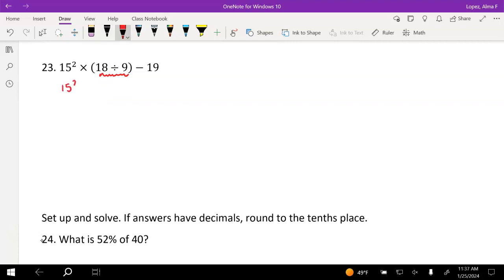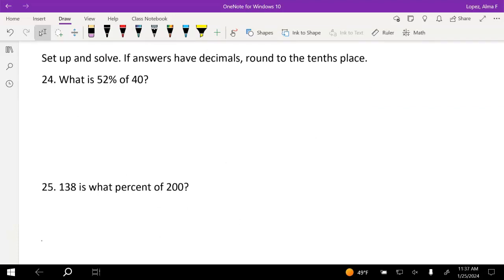That is 15 squared times, that was 2 minus 19. Before we can multiply, I need to find out what 15 squared is. So on my calculator, 15 squared is 225 times 2 minus 19. Well, 225 times 2 would be next. That's 450 minus 19. 450 minus 19 is a calculator operation, so the answer would be 431.